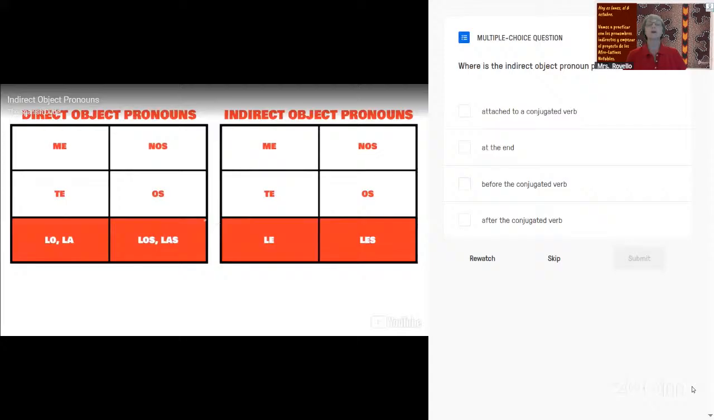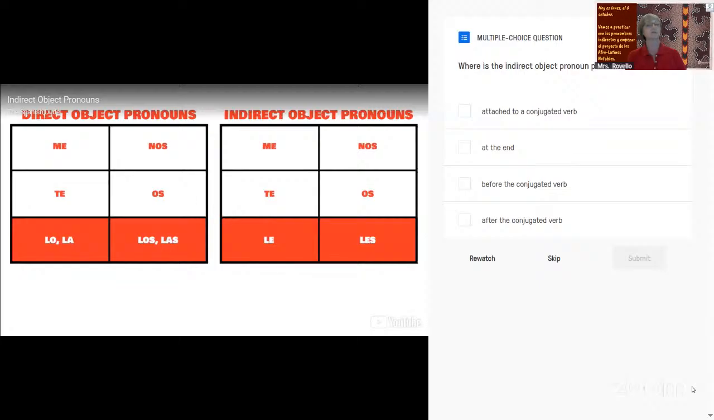As always, though, where is the indirect object pronoun placed in a sentence? In other words, are the rules any different than the ones we've already learned? Is it A, B, C, or D? Or is there more than one answer? Is it attached to a verb? Is it at the end of a sentence, in front of the verb, or after the verb?